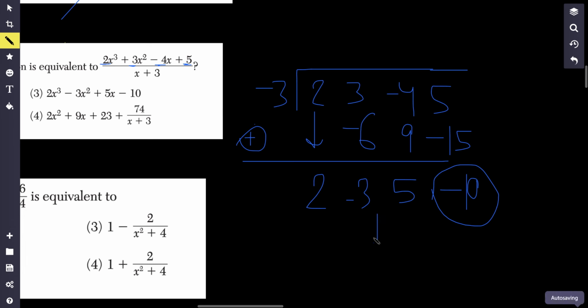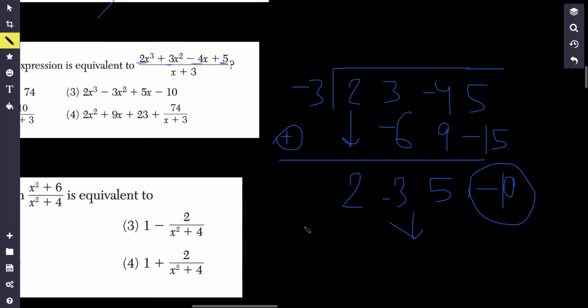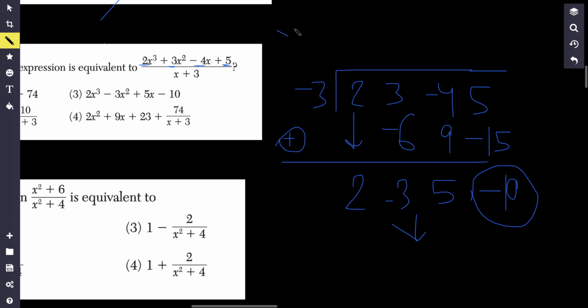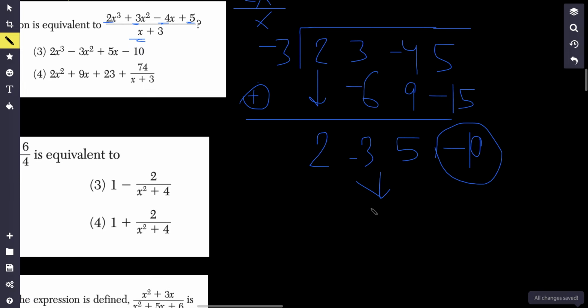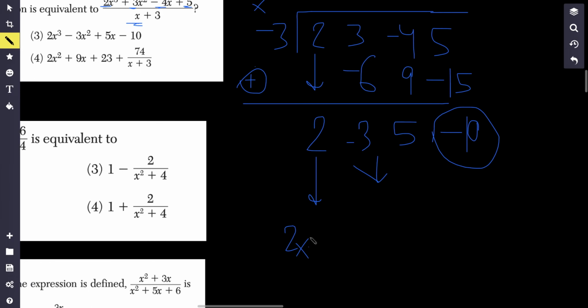All right, now let's write our answer out. So when we divide 2x to the third power by an x, we're going to be left with 2x to the second power, right? So that's exactly what we have here. This right over here represents 2x to the second power. This -3 represents -3x. And this 5 represents a +5.